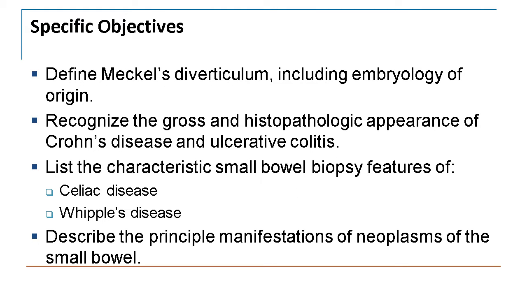Specifically, I expect you by the end of this session to define Meckel's diverticulum, which is a congenital anomaly of the small intestine, including the embryology of origin, and to recognize the gross and the histopathologic appearance of Crohn's disease and ulcerative colitis, which are inflammatory bowel diseases, and to list the characteristic small bowel biopsy features of celiac disease and Whipple's disease, which are causes of malabsorption, and to describe the principal manifestations of the common neoplasms of the small bowel.